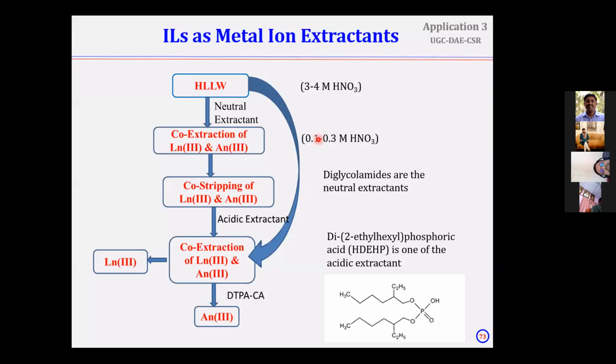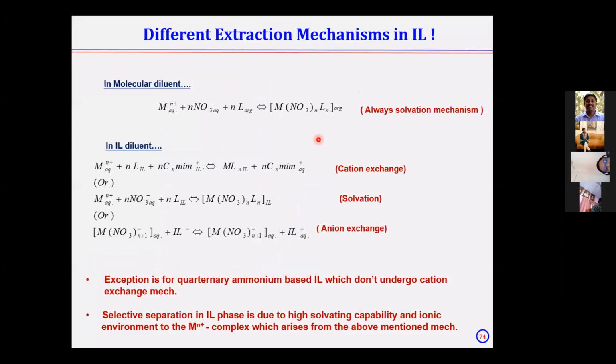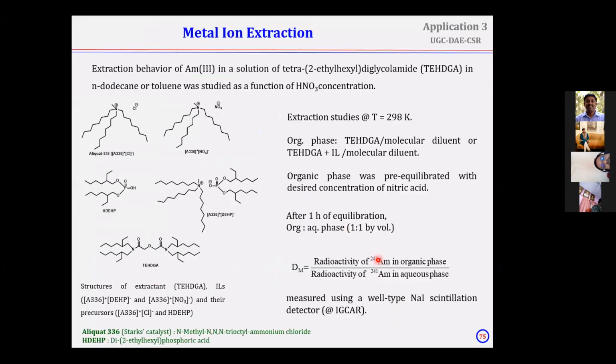And the conventional thing is only a solvation mechanism. When you add a tiny amount of ionic liquid to the conventional system, in addition to solvation, you have cation and anion exchange, and that will help you to extract better. And we checked with the conventional system. This research has been done at the IGCAR, measuring the distribution ratio of americium in the organic phase and aqueous phase using a sodium iodide scintillation detector at IGCAR.